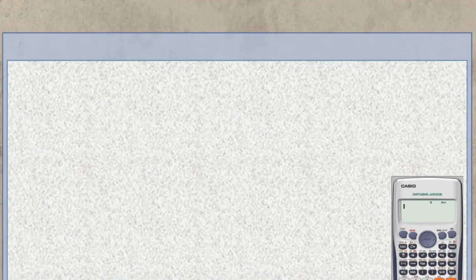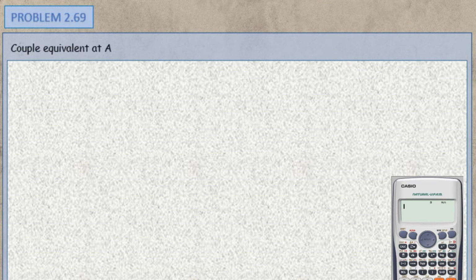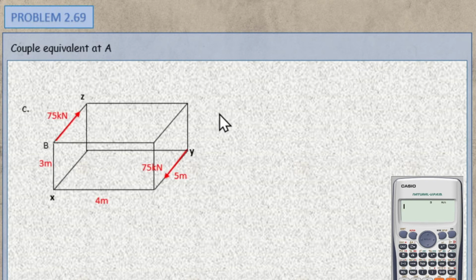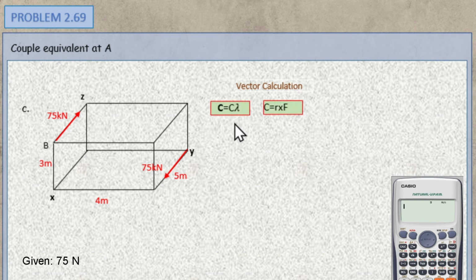So for the continuation of our problem 2.69, this is the given figure for our C. This is different from how we solve figure A and B. We are going to use vector calculation for this one, and we need the following formula. Couple is equal to C multiplied by its unit vector, where C is equal to force times R. So what is our force? Our force is 75 kilonewton. And what is our R? Our R will be the distance from this one to this one. So I connect the tail to its head.